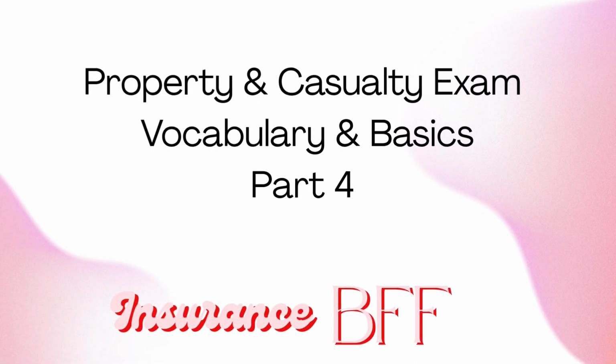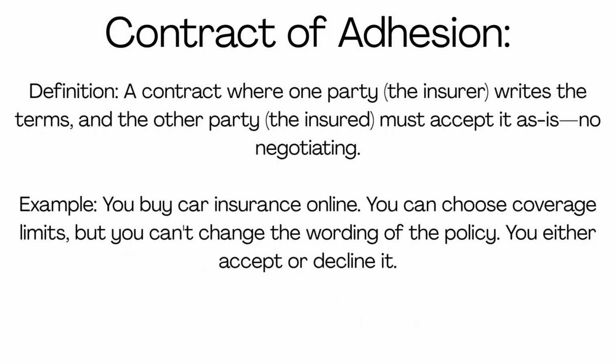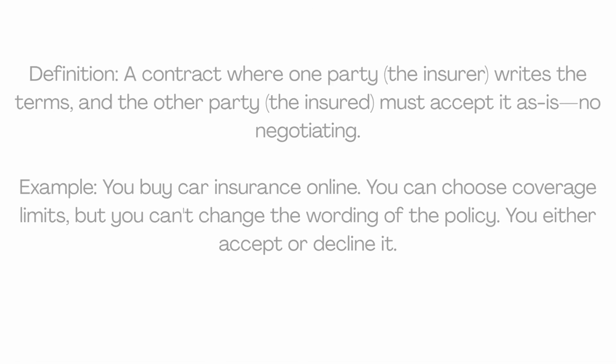Today we will be going through more property and casualty insurance basics to help you prepare to pass your exam. Contract of Adhesion is a contract where one party, the insurer, writes the terms and the other party, the insured, must accept it as is. There is no negotiating. An example is when you buy car insurance online. You can choose coverage limits, but you can't change the wording of the policy. You either accept or decline it.